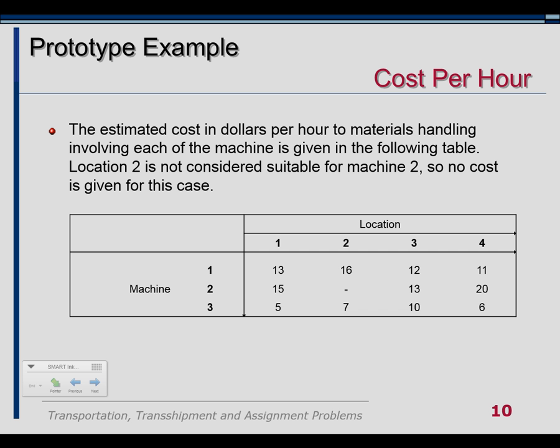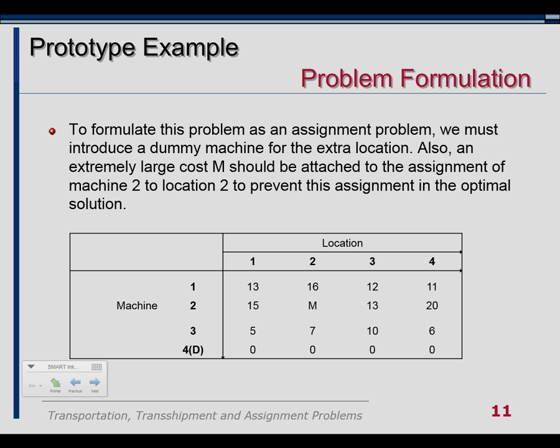For whatever reason, it's a power supply and it's near water, something like that, whatever it may be. To formulate this problem as an assignment problem, we must introduce what's called a dummy machine to the extra location. Also, an extremely large cost of M should be attached to the assignment of machine 2 at location 2 to prevent this assignment in the optimal solution.